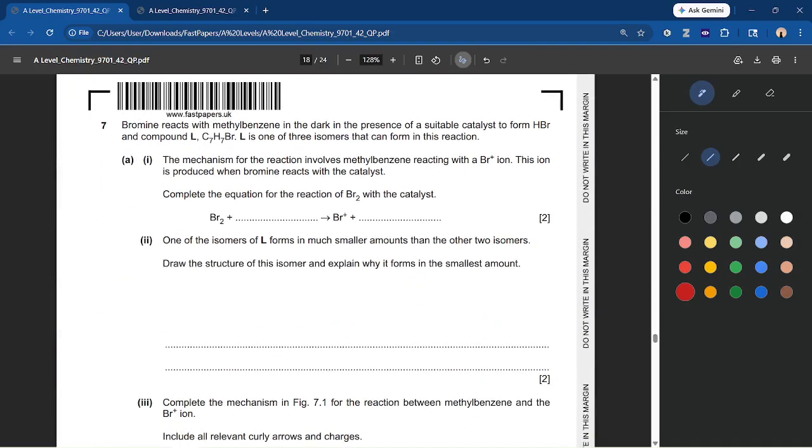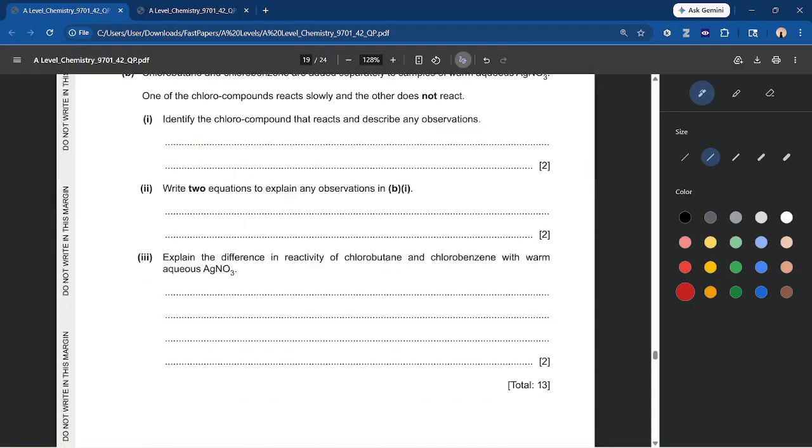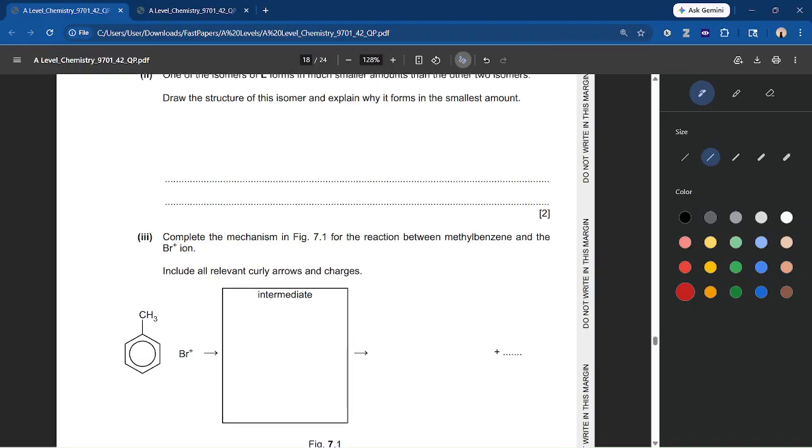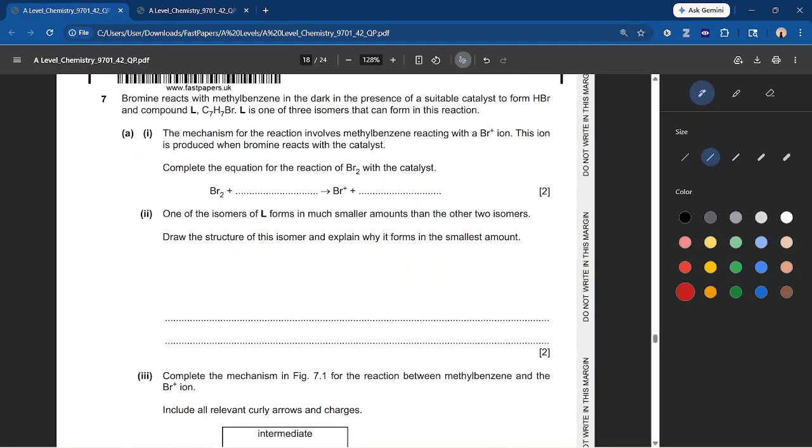All right, and we're down to the last question. So if you made it this far, congratulations. We're almost done. This shouldn't take too long. Bromine reacts with methylbenzene in the dark in the presence of a suitable catalyst to form hydrogen bromide and compound L. L is one of 3 isomers that can form this reaction. The mechanism for this reaction involves methylbenzene reacting with the bromine ion. This ion is produced when bromine reacts with the catalyst. Complete the equation for the reaction of bromine with the catalyst.